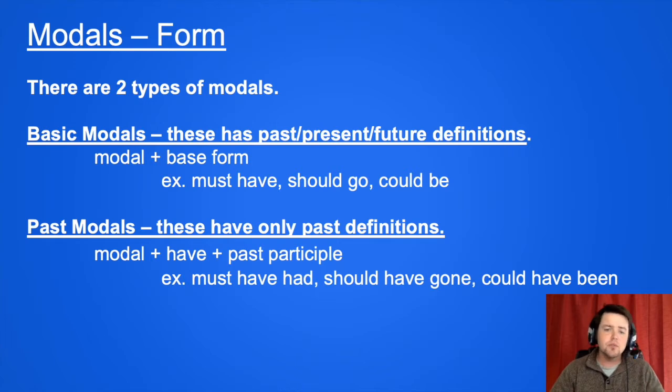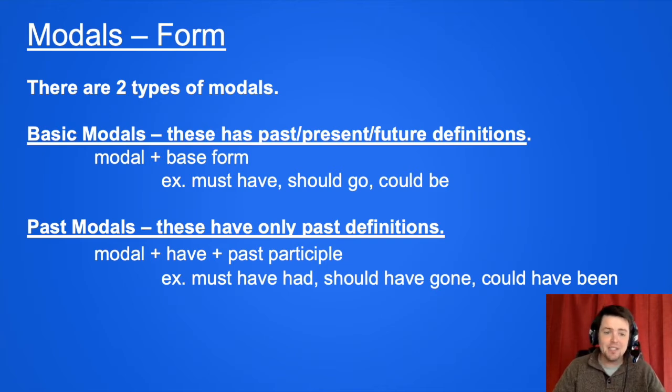All right, so modals, what do they look like? What's the form? There are two types of modals in my experience. The basic modal, which has multiple different definitions, some in the past, some in the present, some in the future, are created using the modal and the base form. So only 2 words create these modal verbs. For example, must have, should go, could be. We have the modal, and then the base form of the verb follows it.